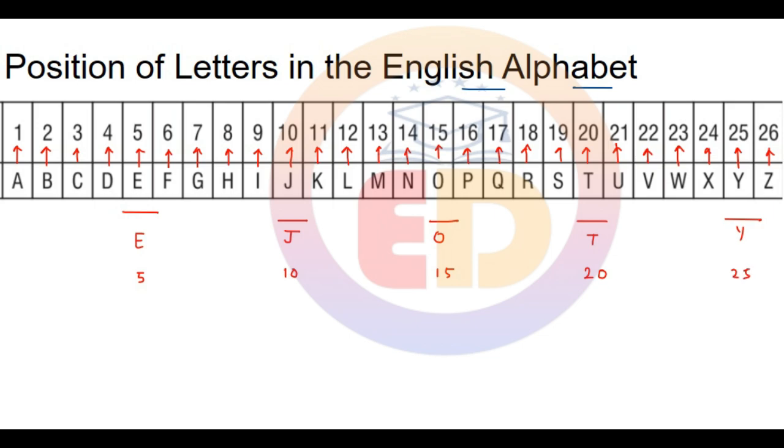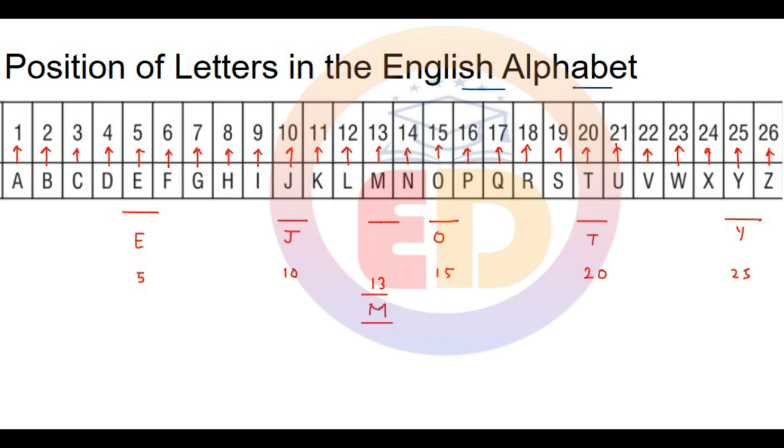And if you learn EJOTY, which is the multiple of 5, 10, 15, 20 and 25, it will be easier for you to learn the remaining alphabet. Say somebody asks you what is the number of M, you know that M comes 2 places before O, so it will be 13. Very easily you can find out the numbers of the alphabet, but it is recommended that you should learn all of these.